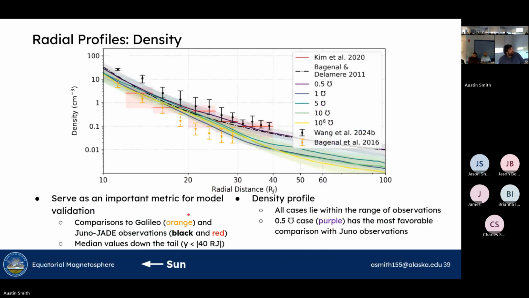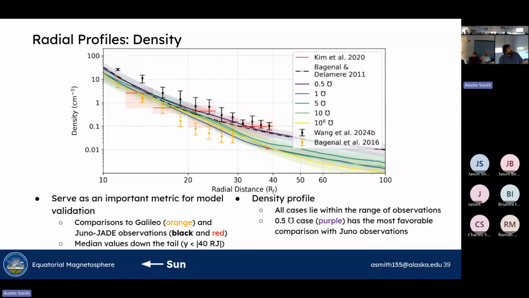Okay, so now moving into the equatorial plane, these are radial profiles. So this is the metric that people use to validate their models at Jupiter. These radial profiles are in the tail from observations. In orange is the Galileo observations. In red and black are the Juno JADE observations. And the dotted dashed line is the empirical profile from Voyager and Galileo.